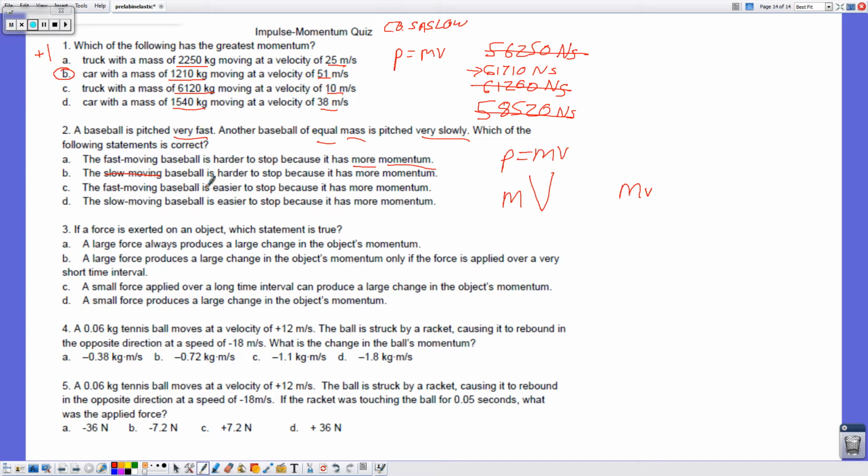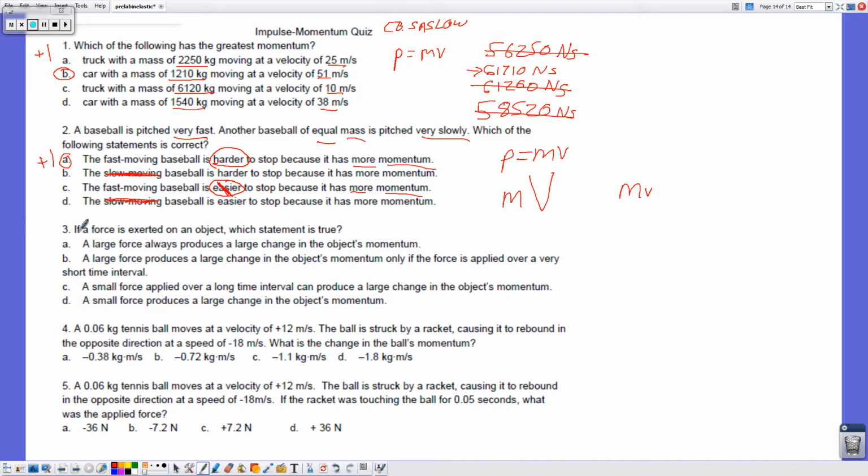The fast-moving baseball is easier to stop because it has more momentum. All right, well, that one's true, more momentum. The slow-moving baseball is easier to stop because it has more momentum. Well, I know it doesn't. So it's either A or C, because the fast-moving baseball has more momentum. So I've got to figure out, does having more momentum make something harder to stop or easier to stop? And the answer is harder to stop. The answer is A. Please give them a +1 if they got that one correct.